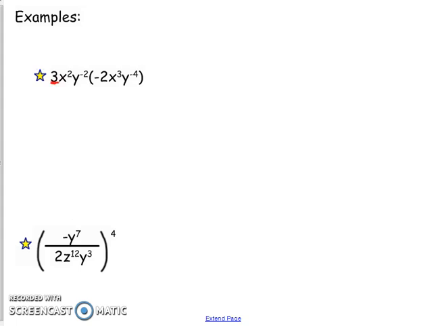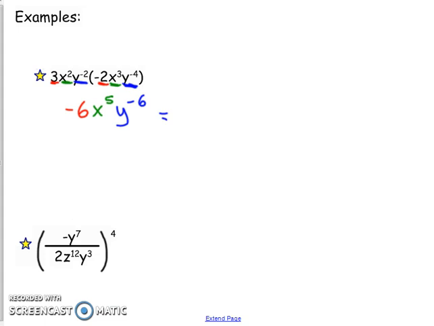So the 3 and the negative 2 are both constants, so we can multiply them together and get negative 6. The x squared and the x cubed, if we multiply them, remember the rule, we add the exponents. So I have x to the 5th. And then the y's, I have y to the negative 2 and y to the negative 4, so that becomes y to the negative 6. Now once I have this, I don't need to do any further simplifying. I can't have negative exponents, so I have to move that to the denominator.